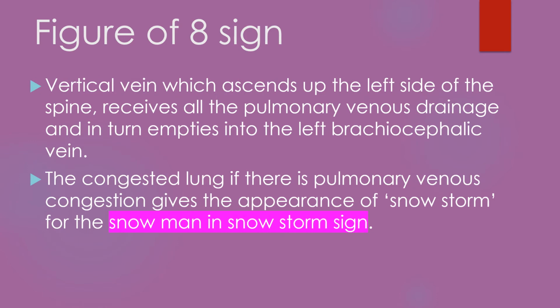The vertical vein, which ascends up the left side of the spine, receives all the pulmonary venous drainage and in turn empties into the left brachiocephalic vein. The congested lung, if there is pulmonary venous congestion, gives the appearance of snowstorm for the snowman in snowstorm sign.